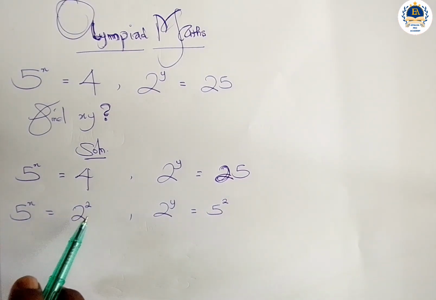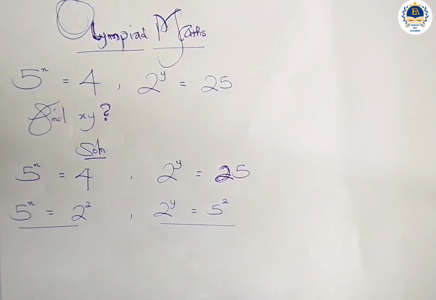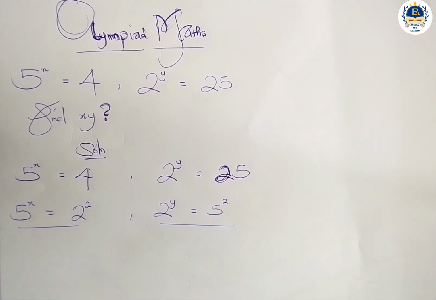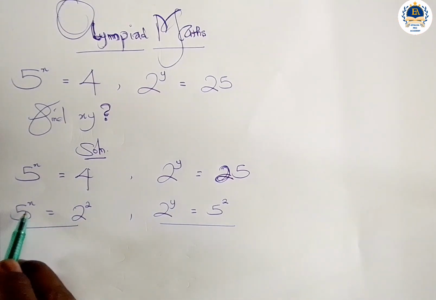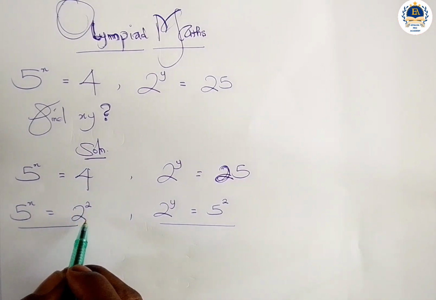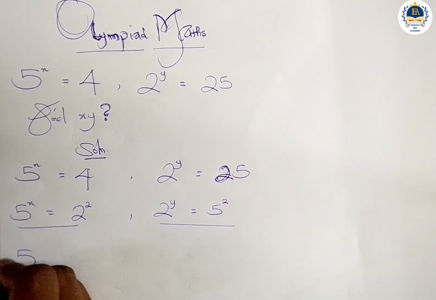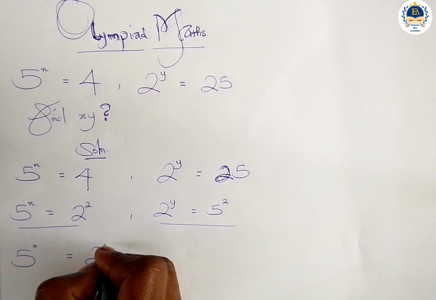Now we are having two equations. We're going to work on one just to ensure that the index of either 5 or 2 is made 1. That is to say, if you are considering this equation, the index of 5 must be 1 or the index of 2 must be 1. So from this equation, we have 5 raised to the power of x is equal to 2 raised to the power of 2.